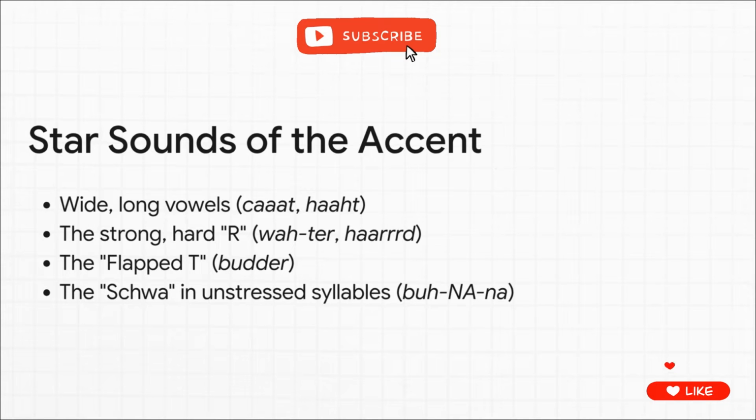First up, we've got these wide open vowels, so a word like cat sounds a bit more like cat. Second, that strong, hard R sound. It's not water, it's water. It's not hod, it's hard. Third is the flapped T, which, trust me, is a total game changer we're going to talk about in just a second. And finally, number 4, the schwa, that lazy, soft sound you hear in unstressed syllables, like in about or the beginning of banana.